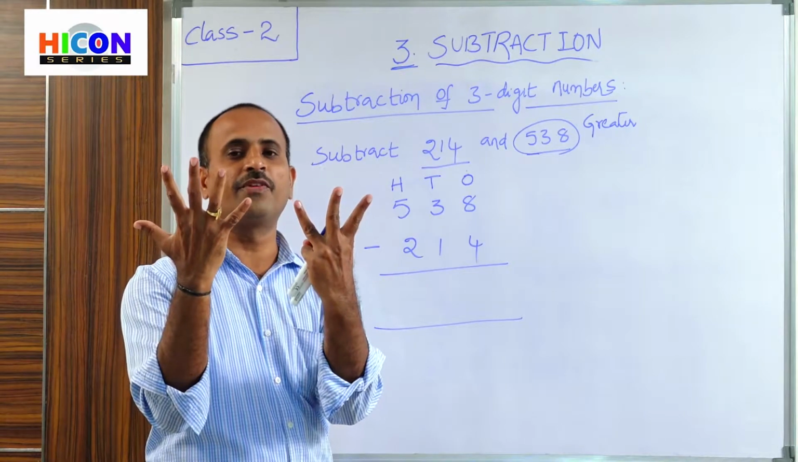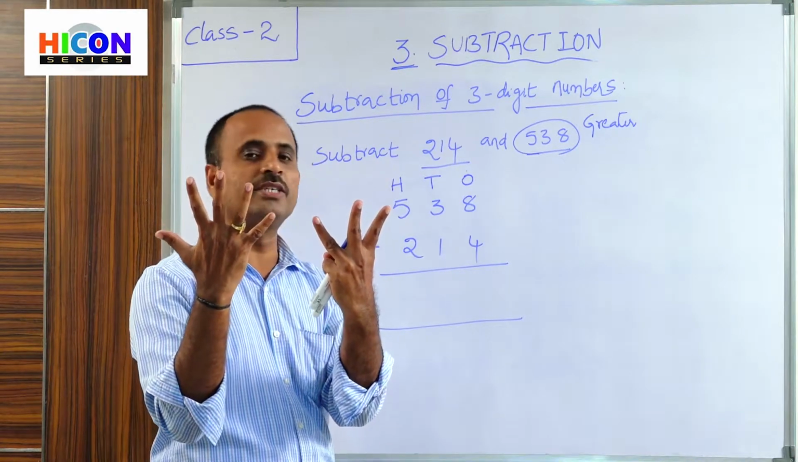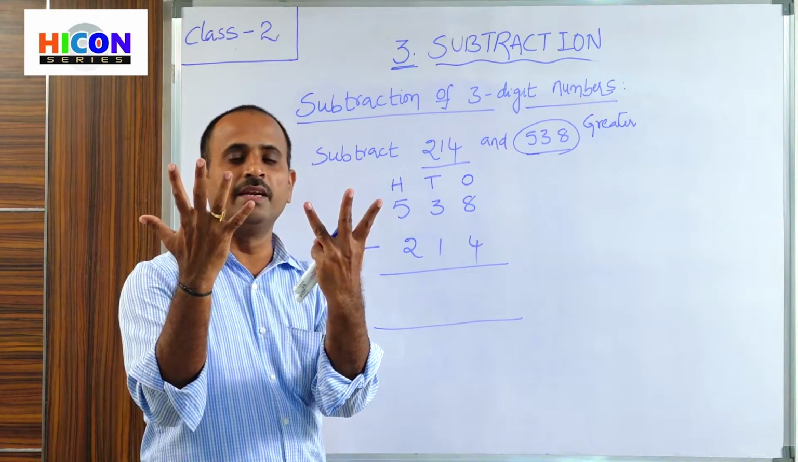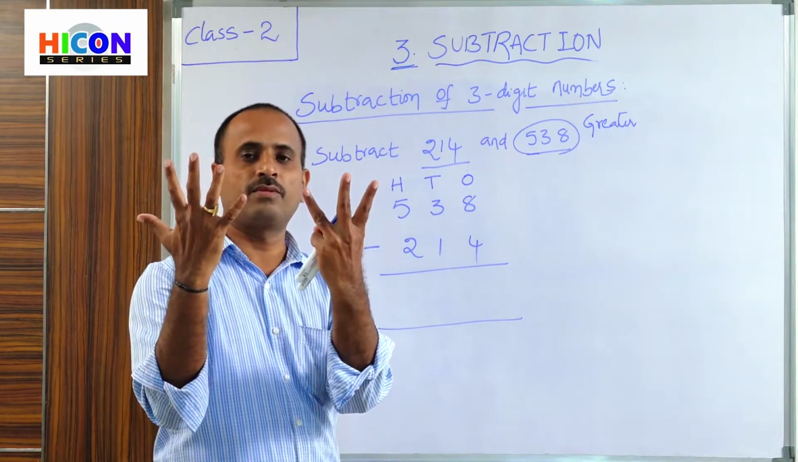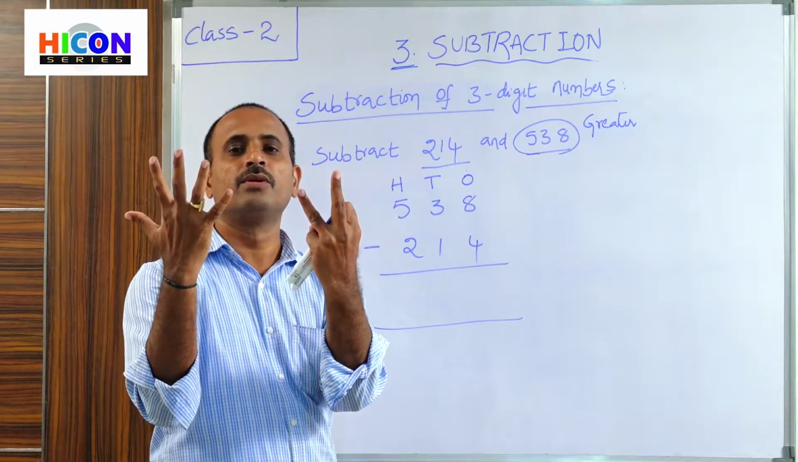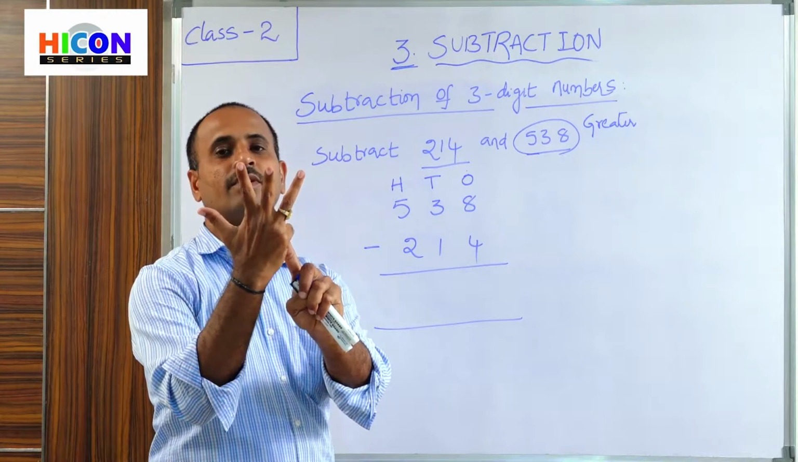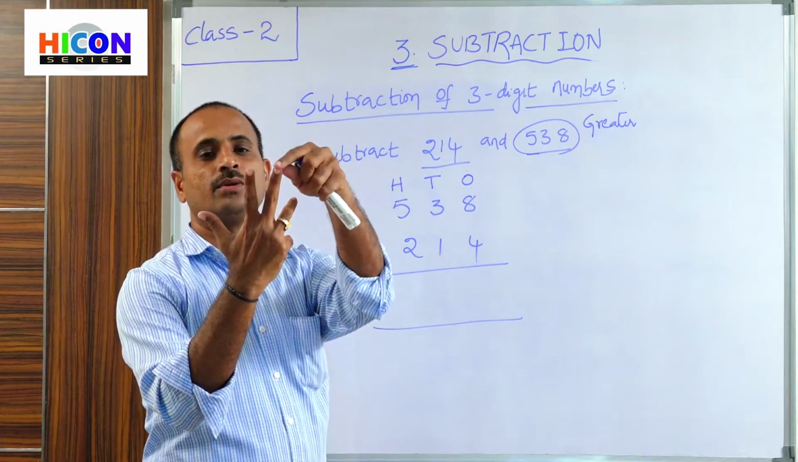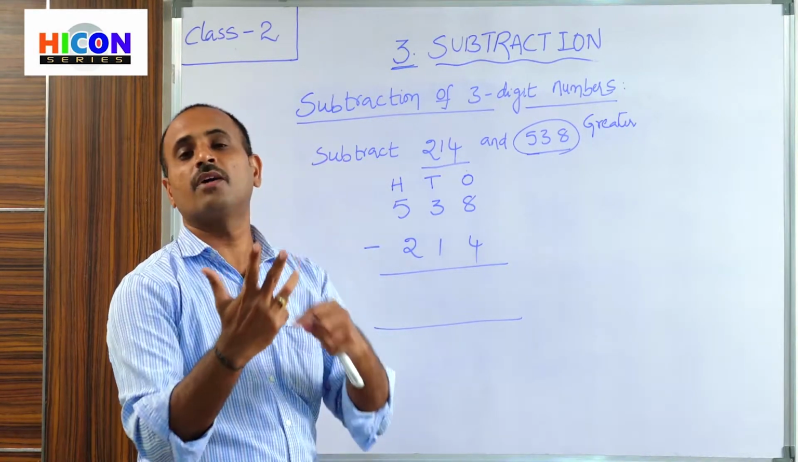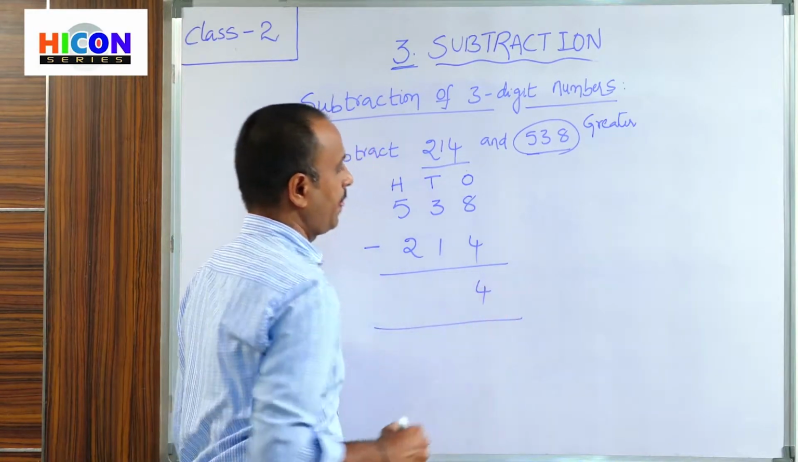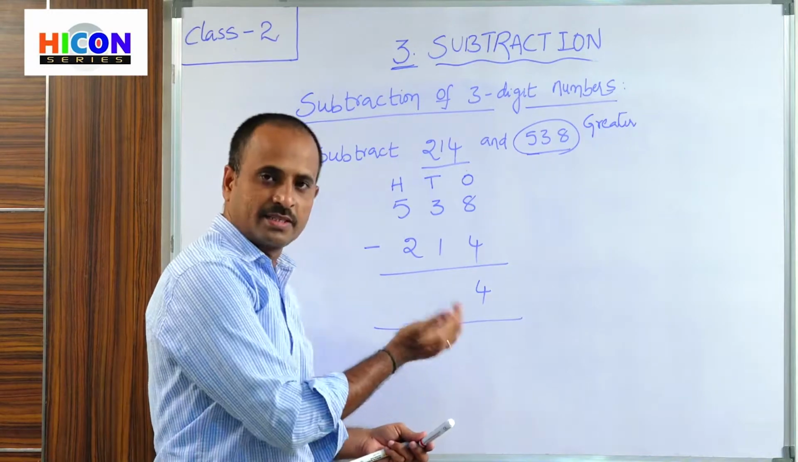These are the 8 fingers. What is the second digit? 4 is the second digit. So close 4 fingers among the 8 fingers. 1, 2, 3 and 4. How many fingers are left? 1, 2, 3, 4. So 4 fingers are left. Write 4 under the ones place. So the ones place is completed.